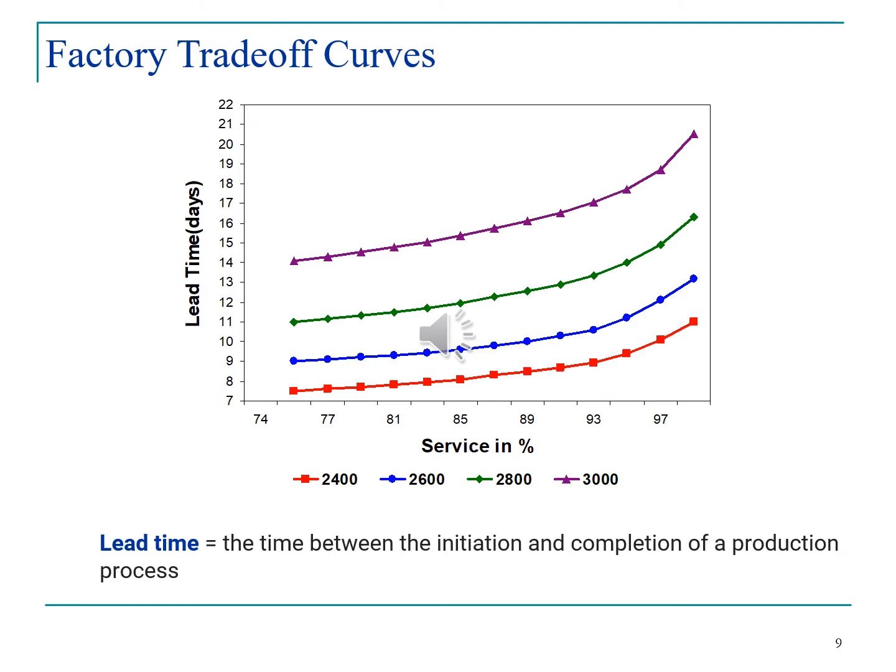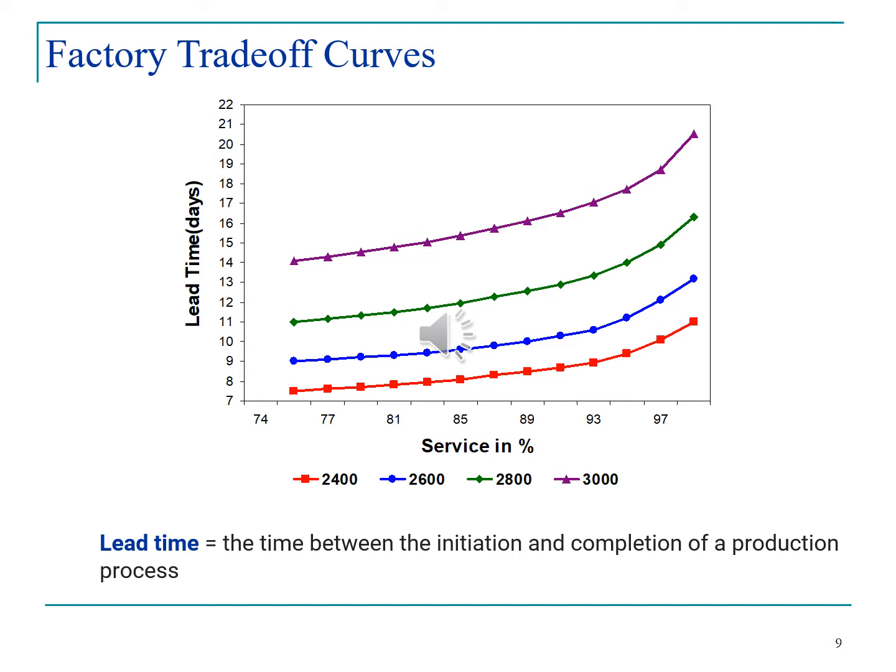So here's a graph that can show us how the lead time in days is changing. The lead time is the time between the initiation and completion of a production process. It shows how the lead time in days changes as we increase the quality of service in percentage, which is the x-axis. Then we have production levels of 2,400, 2,600, 2,800, and 3,000 units per day.